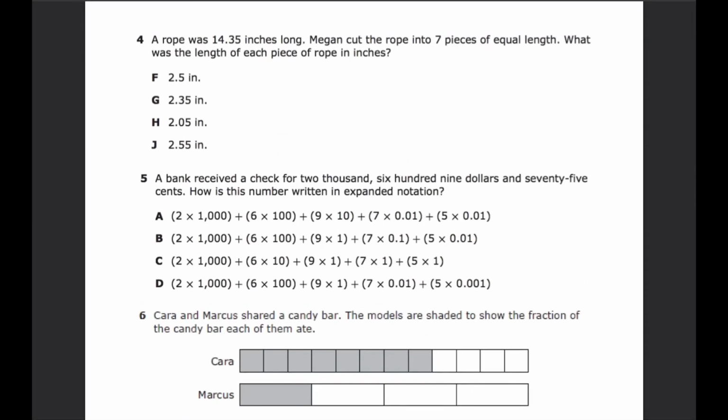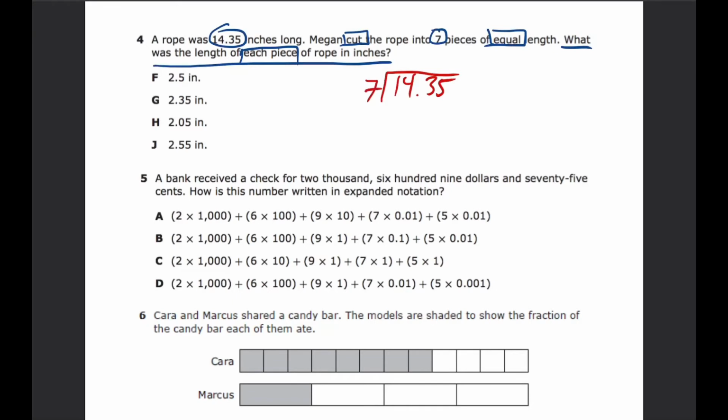Question 4, a large rope was 14.35 inches long. Megan cut the rope, important there, into 7 equal pieces. And so I have a total amount, and I cut it up into equal pieces. So that's division. And my question, what was the length of each piece in inches? So I have 14.35 and I'm cutting that into 7 pieces.